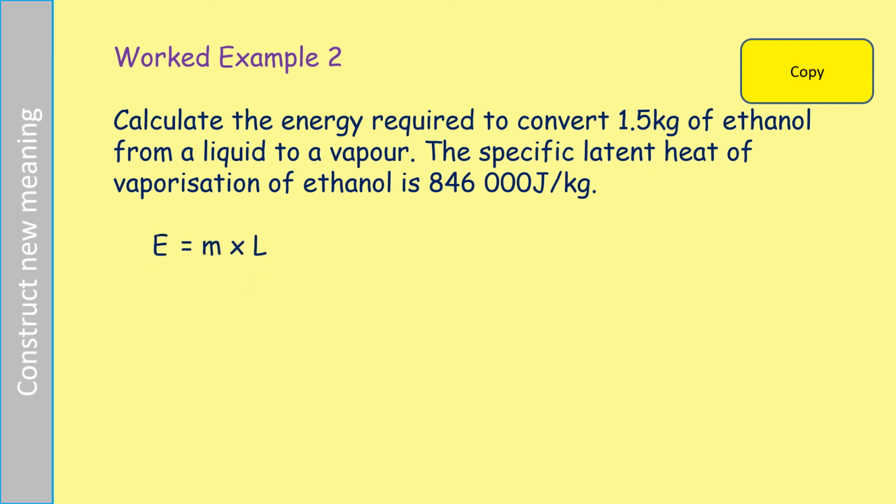Then all that's left to do is to write down the formula you're going to use, E equals m times L, substitute the figures, 1.5 kilogram mass, 846,000 joules per kilogram is the specific latent heat of vaporization. And if you put those into your calculator, the figure that comes out, 12,690,000 joules.